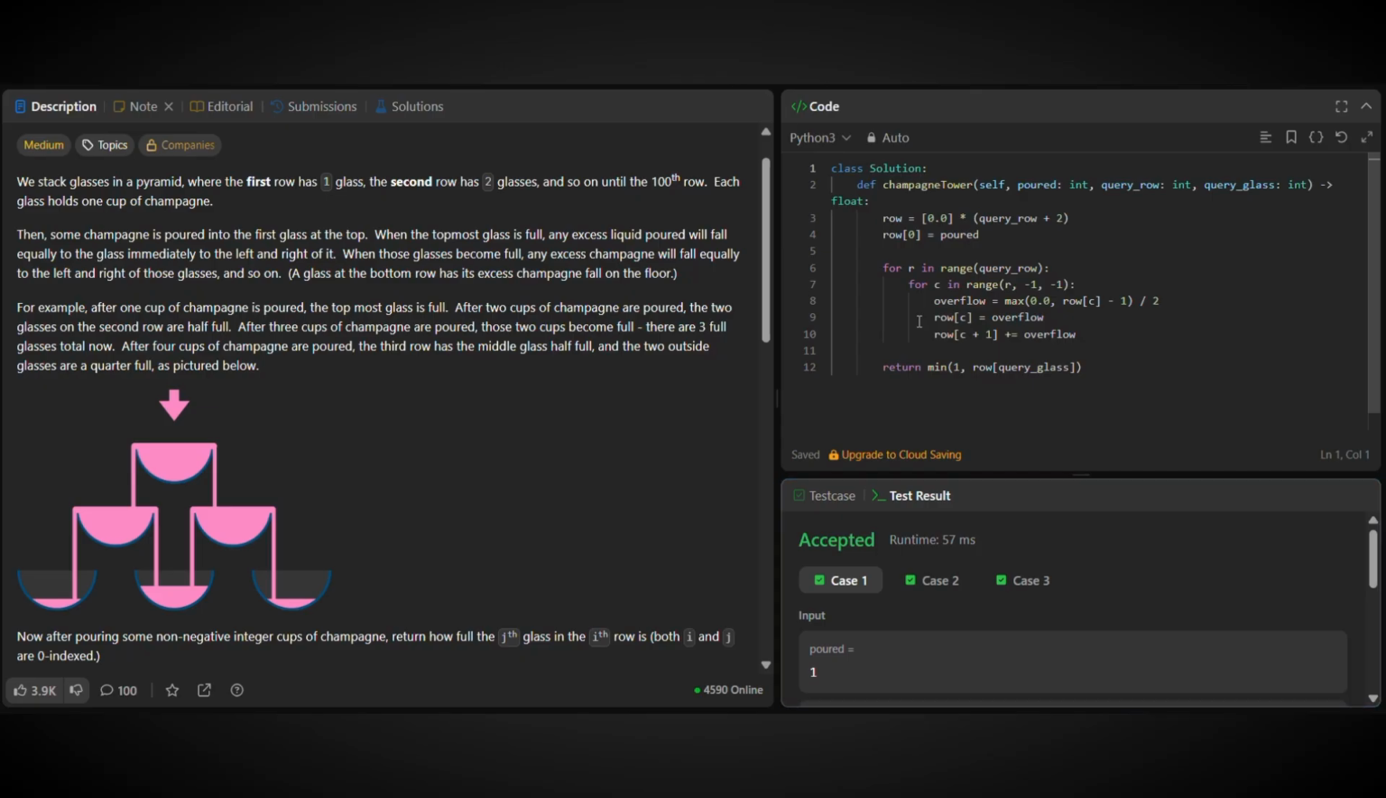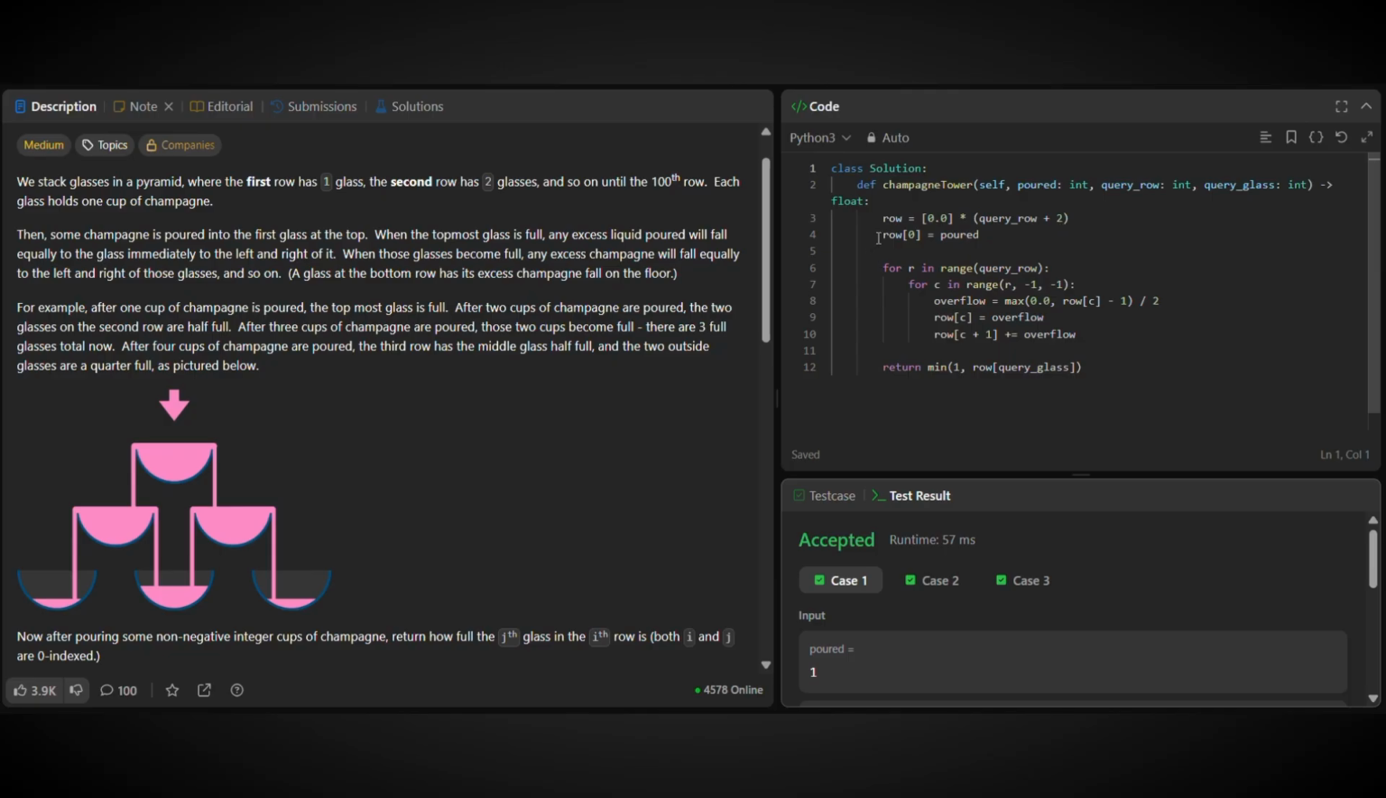Now here's the clever part. We don't need the whole triangle. Why? Because each row depends only on the previous row. So we store just 1 row. Now let's walk through the optimized solution. We create a single array called row. The size is query row plus 2. Why plus 2? To safely handle the rightmost overflow.